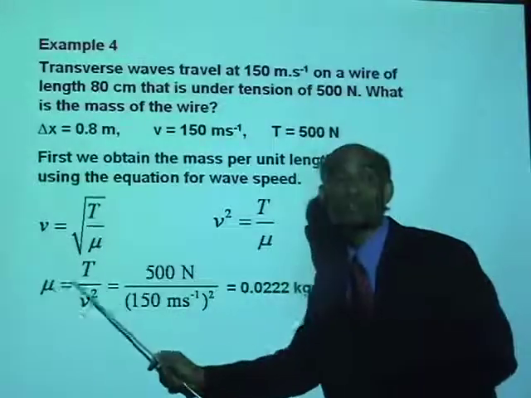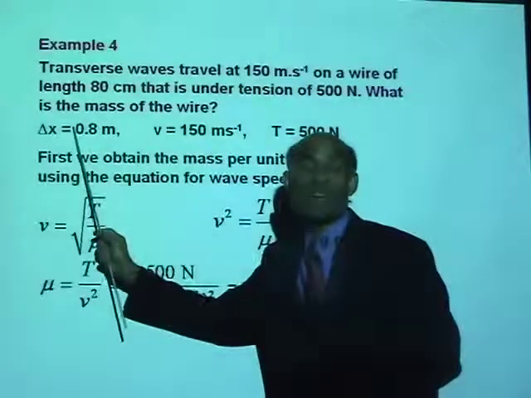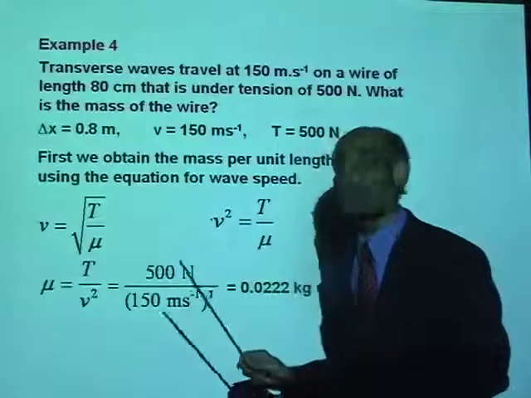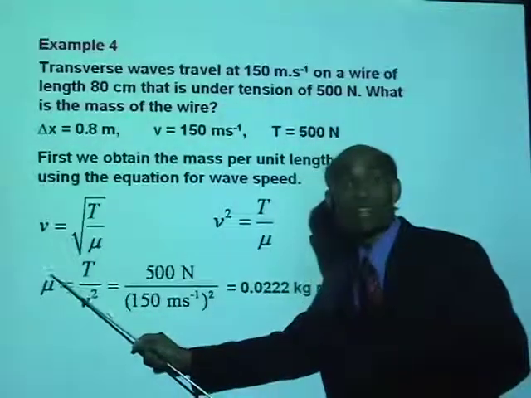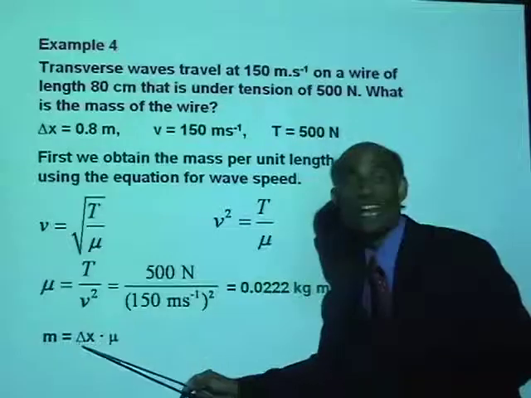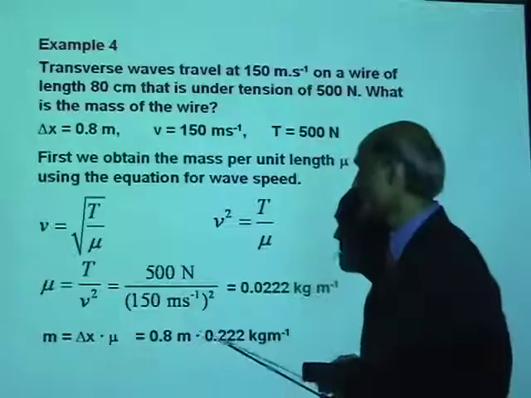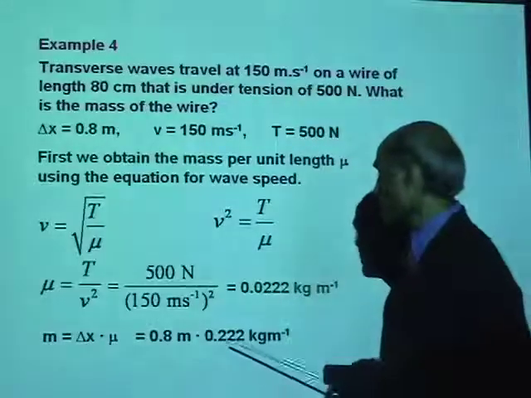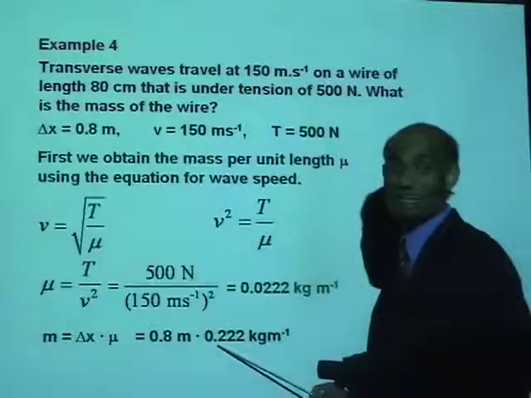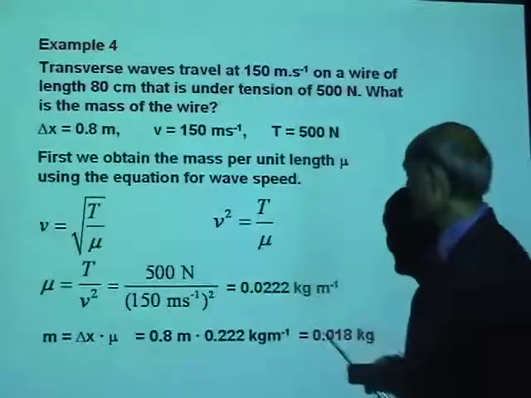Alright, if you know the mass per unit length and if you know the length of the string, how will you find its mass? The total mass will be the mass per unit length multiplied by the length. So m equal to the length multiplied by mass per unit length. That will be 0.8 meter multiplied by 0.0222. Make that correction there. You see how I make mistakes? And that should be, I want you to check this result. I'm going to leave it there like this.